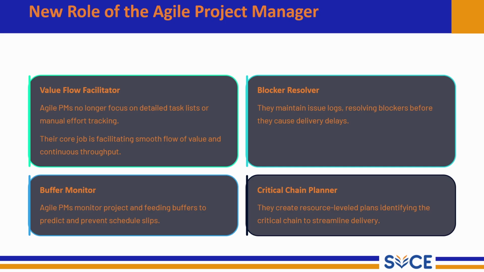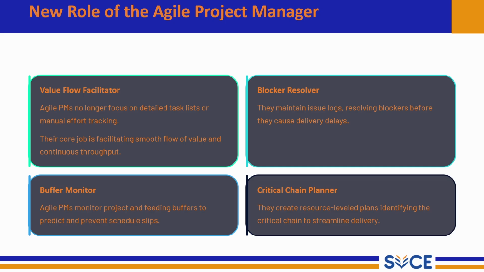Blocker resolver. They maintain issue logs, resolving blockers before they cause delivery delays. Whenever team members face obstacles like dependencies, access issues, or decision delays, the Agile project manager steps in quickly to solve them so that progress is not affected.